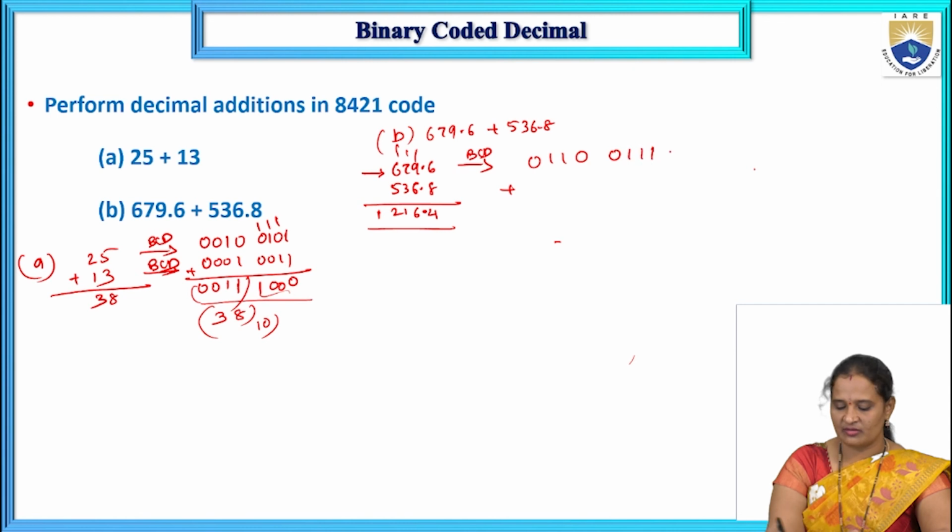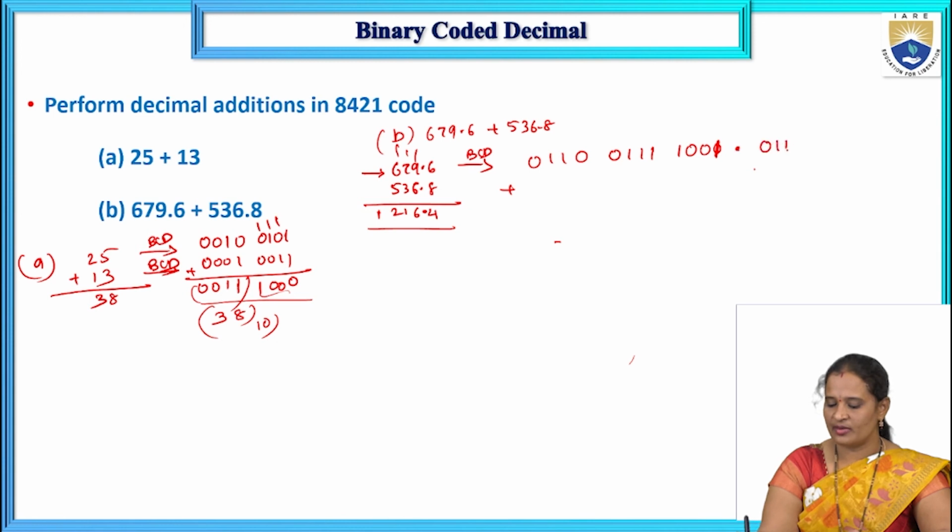7 is 0, 1, 1, 1. 9 is 1, 0, 0, 1. Okay. And 6 is 0, 1, 1, 0. Next up, 0, 1, 0, 1. 0, 0, 1, 1. 0, 1, 1, 0. 1, 0, 0, 0. Right?